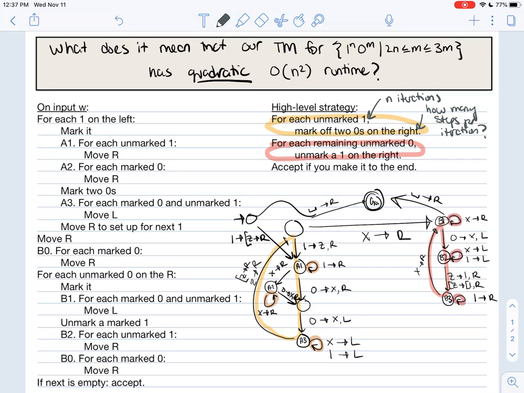So the big picture idea is that we are going to scan right to left. If I have an input like 1100000, I can mark off a 1, then scan to the right, mark off some zeros, then scan back to the left. So how many of these scanning steps are involved?